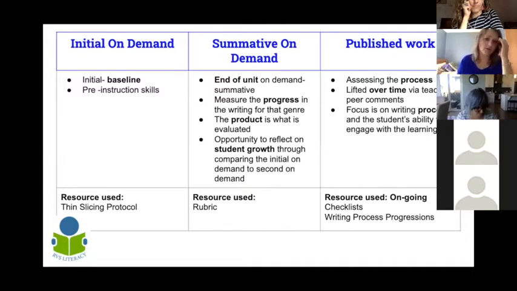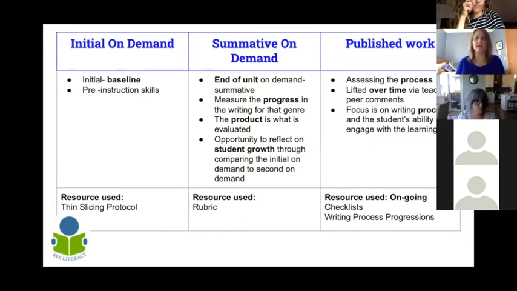We're going to use something called a thin slicing protocol, because I don't need to read these on-demands word for word to begin with. What I need is a sense of patterns that are happening for my students. And so I can skim read these. A thin slicing protocol, what that looks like for us, is that I'm going to take my pile, skim read through them, and make 3 piles in front of myself.